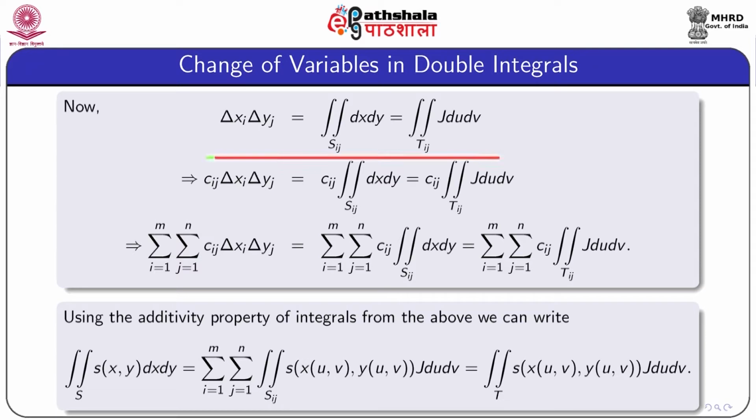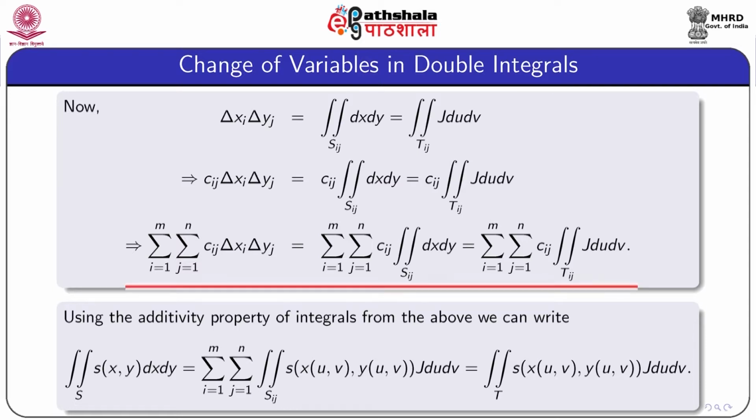Now, Δxi Δyj equals the double integral over Sij of dx dy, which equals the double integral over Tij of J du dv. We multiply all the quantities by Cij and get the next step, which implies the summation over i = 1 to m and j = 1 to n of Cij Δxi Δyj equals the similar sum over i and j of Cij times the double integral over Sij of dx dy, which equals the similar double summation over i and j of Cij times the integral over Tij of J du dv.